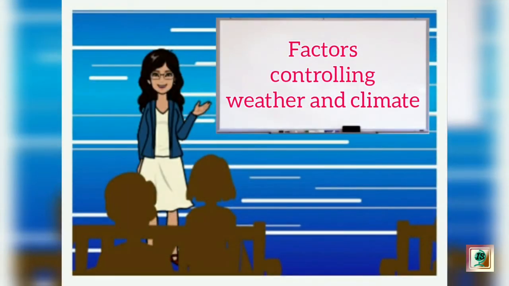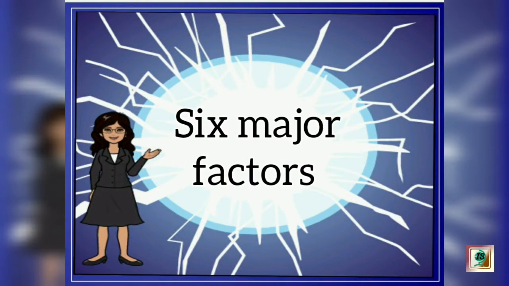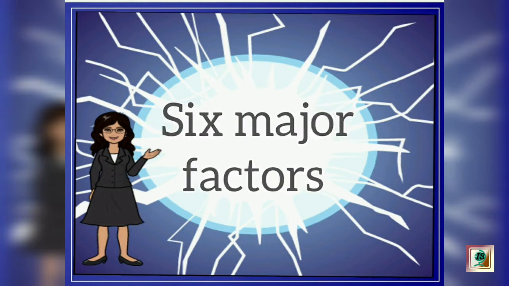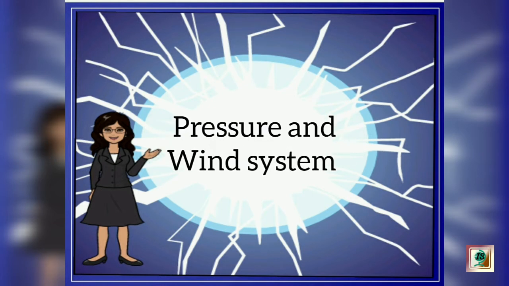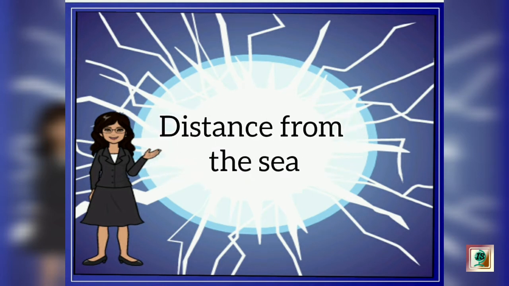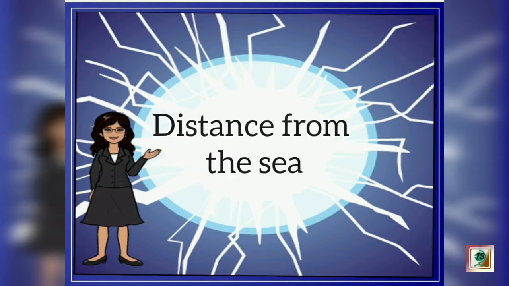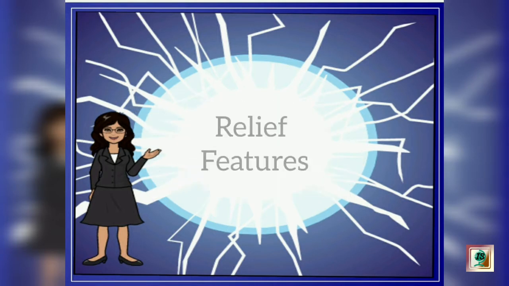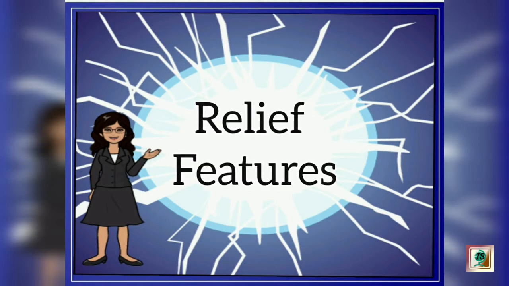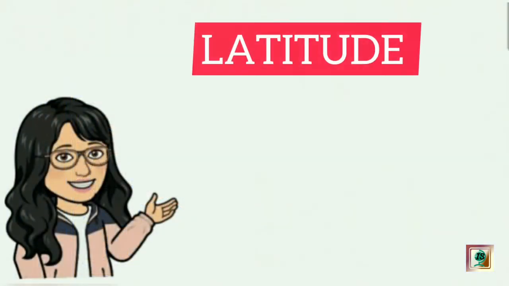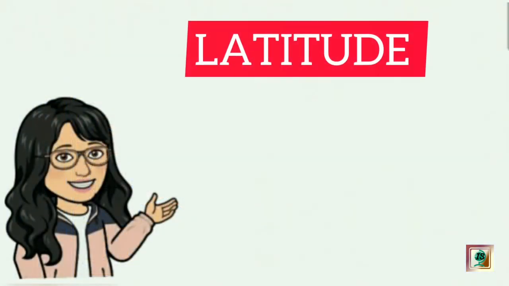Factors controlling weather and climate. There are 6 major factors that control the climate of any place. They are latitude, altitude, pressure and wind system, distance from the sea, ocean currents, and relief features. Let us learn about these factors in detail. The first one is latitude.